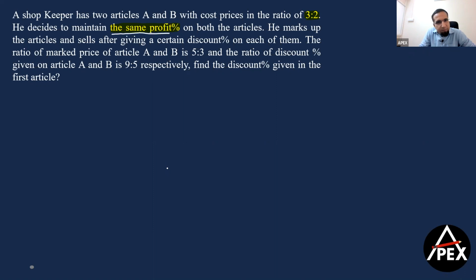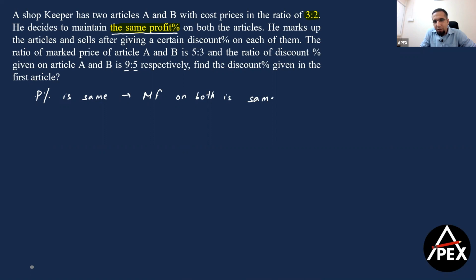Now first things first, cost price is not important to us, neither is mark price. Majorly, I want to know the variable of discount. What I would advise you is to apply the same profit percentage concept. If profit percentage is the same, that indicates that the multiplying factor on both of them is the same.